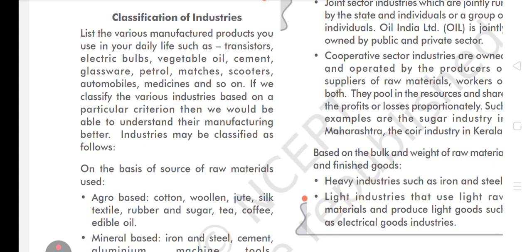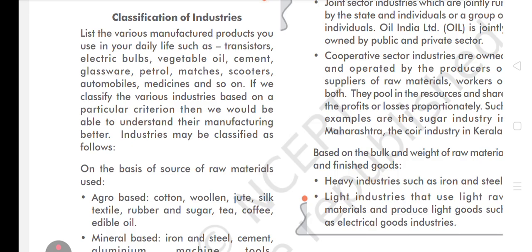Now see, if we classify the various industries based on a particular criterion, then we would be able to understand their manufacturing better. Okay, a particular criterion. Now what would be the criterion, we'll see, but let's classify them first. That's very essential, because we have to basically categorize them. Criterion, you have to see the spelling, because I have seen many students make mistakes in the criterion spelling. It is not a very tough spelling, you have to learn it.